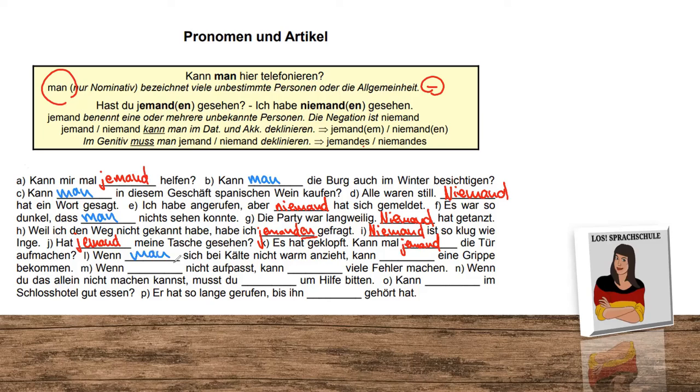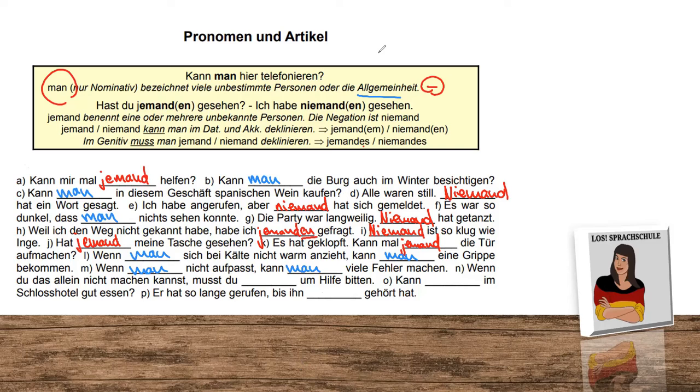Wenn man sich bei Kälte nicht warm anzieht, kann man eine Grippe bekommen. Here we have this general statement, which makes it really convenient. Of course, we could also say, wenn jemand sich nicht warm anzieht, kann er eine Grippe bekommen. But this is totally different and other rules apply there. Wenn man nicht aufpasst, kann man viele Fehler machen. If one does not pay attention, one can make many mistakes.